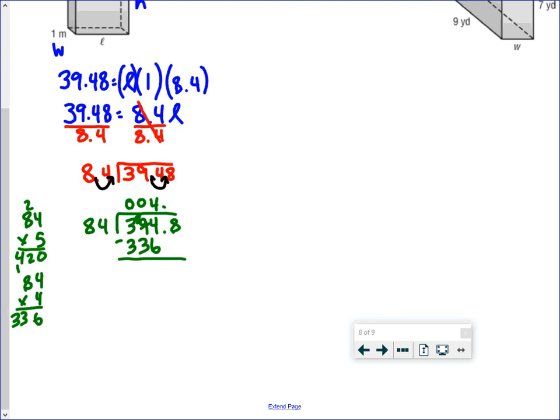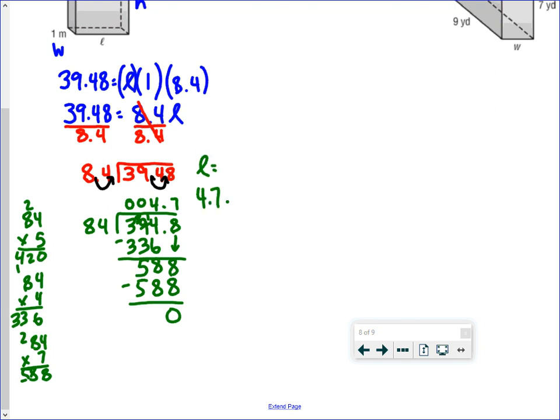Borrow here. So we got 8, and that's an 8 minus 3, which is 5. Bring down the 8. So let's see, 80 times 7 is 560. So let's try 7. 84 times 7: 56, 588. Perfect. So 4.7 gives us no remainder. So therefore, our length is equal to 4.7 meters.